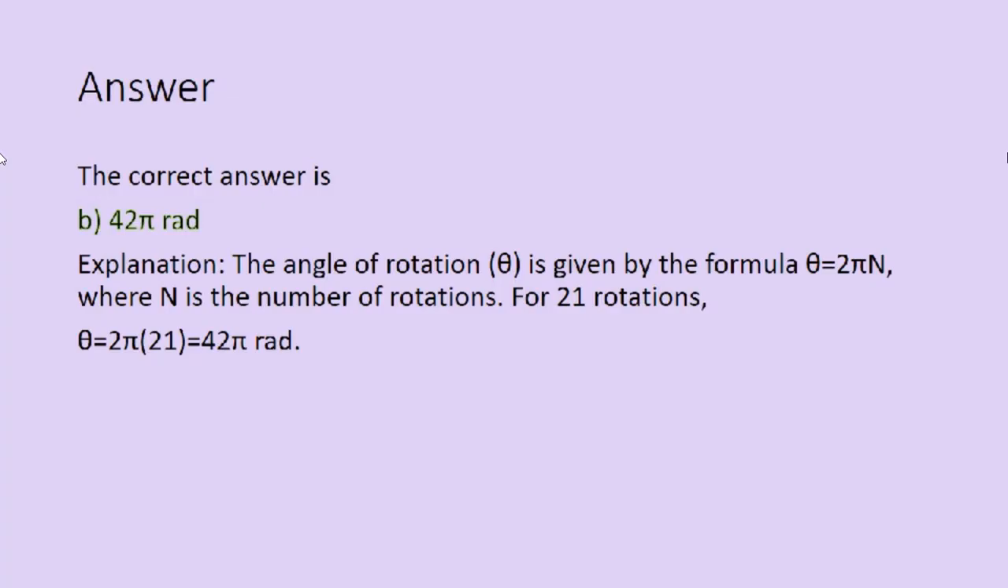And the correct answer is option B, 42 pi radians. Explanation: the angle of rotation theta is given by the formula theta is equal to 2 pi n, where n is the number of rotations. Here it is given, the rotation is 21 rotations. By substituting, we will get theta is equal to 2 pi into 21 is equal to 42 pi radians.